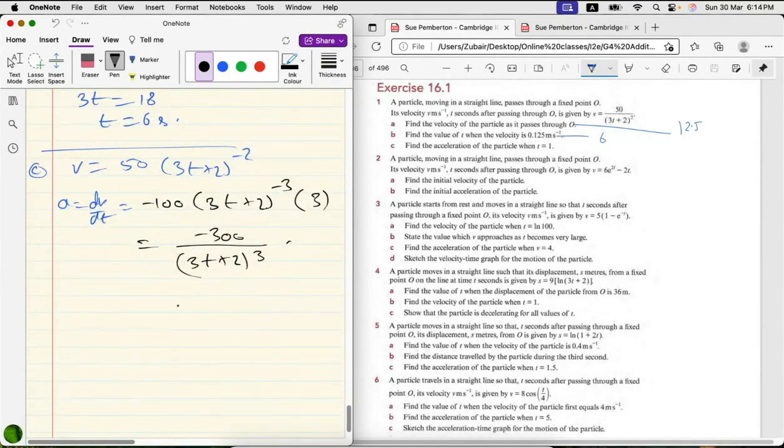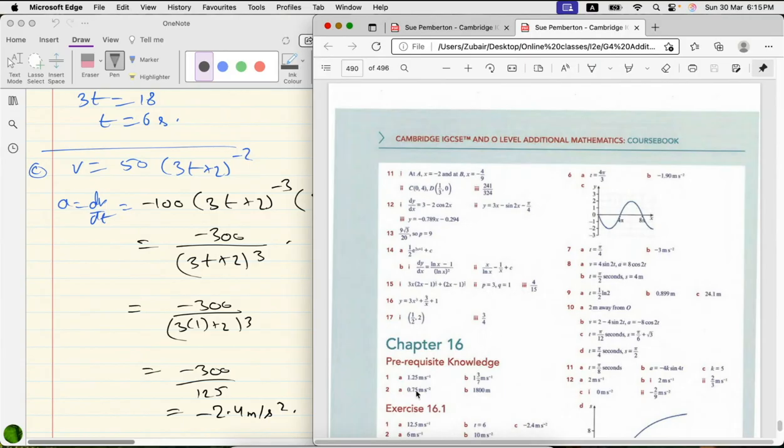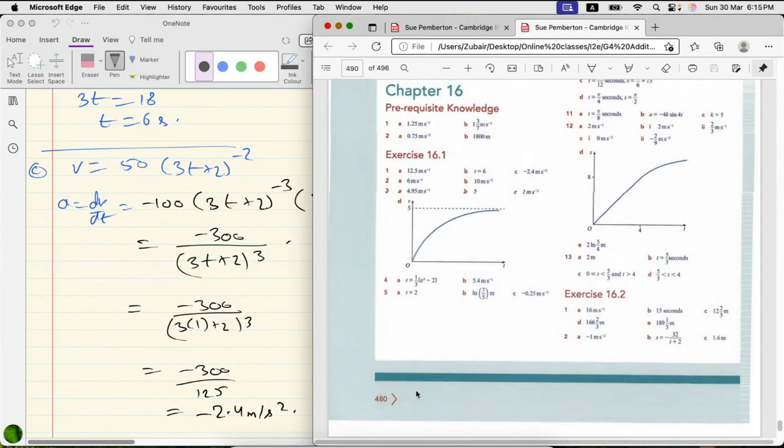And time is 1. So minus 300 over (3 into 1 plus 2) whole cube. That's 5 cubed, 125, and 300 divided by 125 is 2.4, negative 2.4 meters per second squared. Let me check these answers. 16.1, question 1: 12.5 and minus 2.4.